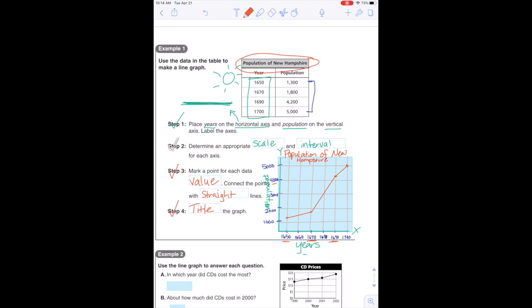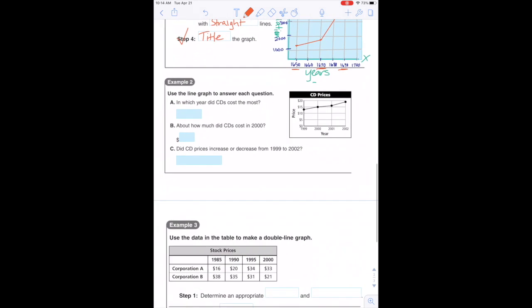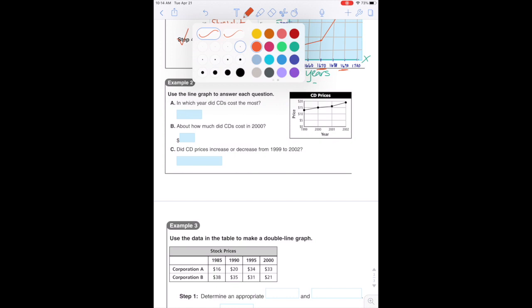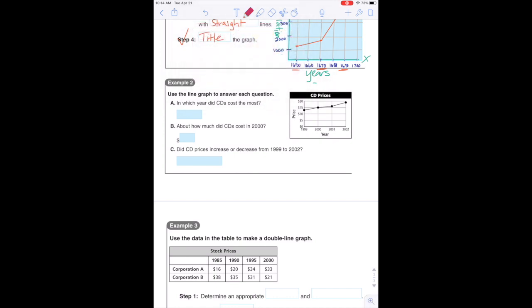Now we're going to work through some reading of our graphs. So example 2, we're going to use the line graph to answer the questions. In what year did CDs cost the most?